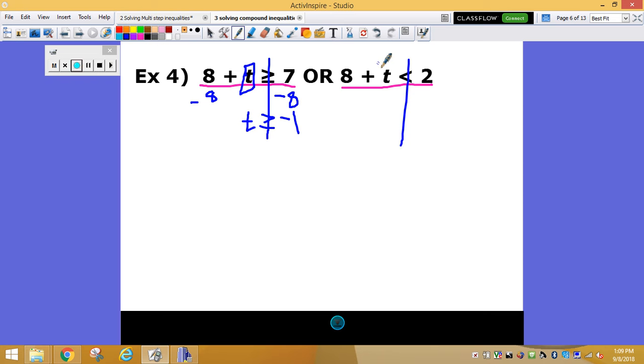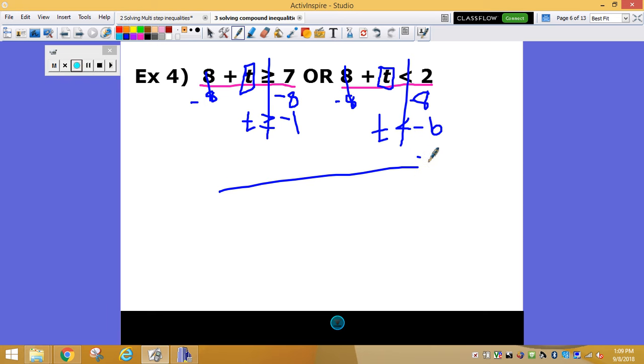Solve this one. I want to get t by itself, so I want to move the 8. The opposite of a positive is a negative. So those cancel, and I have t is less than negative 6.